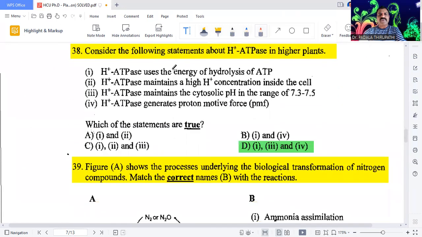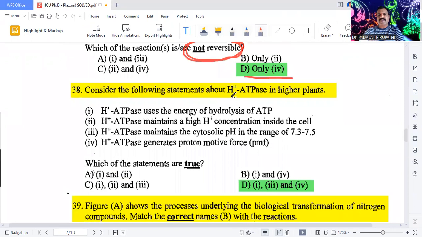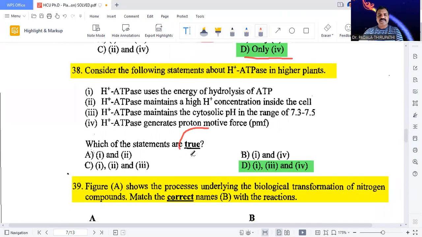And consider the following statements about H+ ATPase in higher plants. The true statements are 1, 3, 4 only.